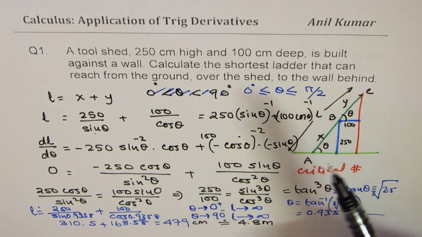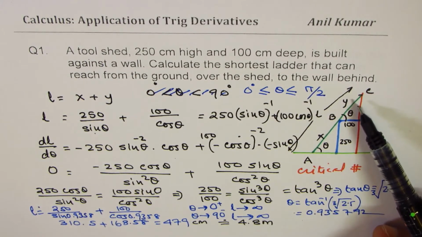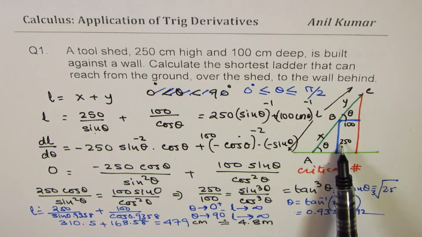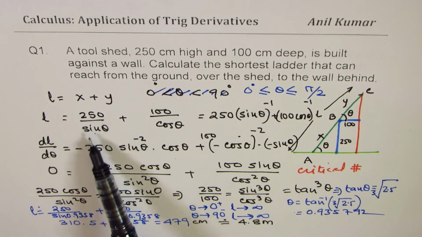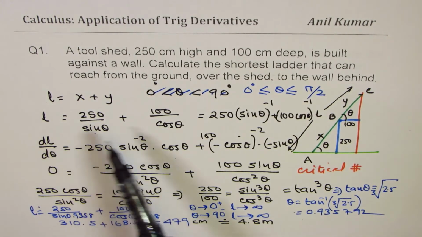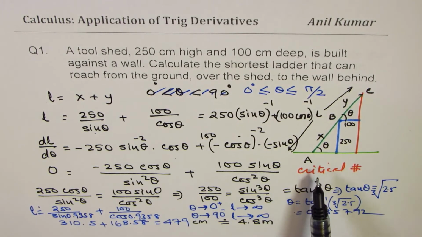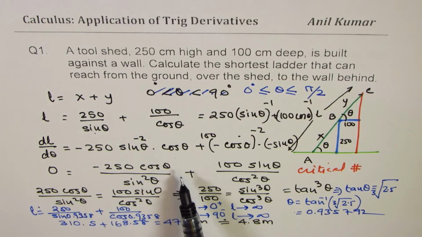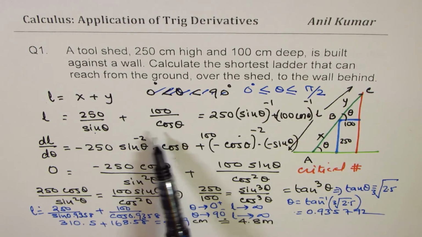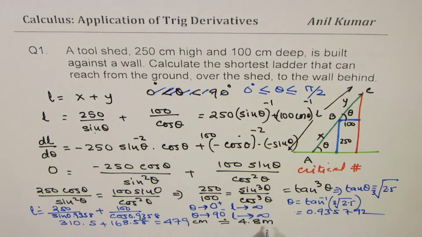Let us review. We actually wrote the length of the ladder as x plus y. X is related with 250 divided by sine theta. Y is 100 divided by cos theta. Took the derivative, found the critical number, equated that to 0, and then figured out that the angle in radians is 0.9357. Substituted that value to find the length of the ladder, 4.8 meters or 479 centimeters.